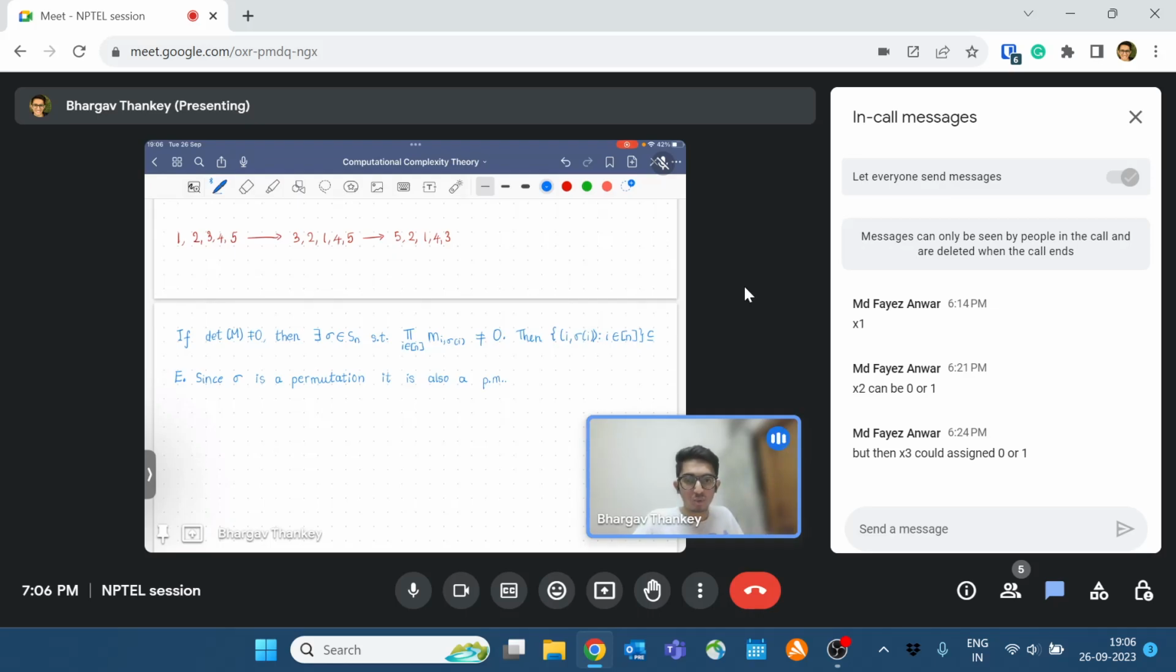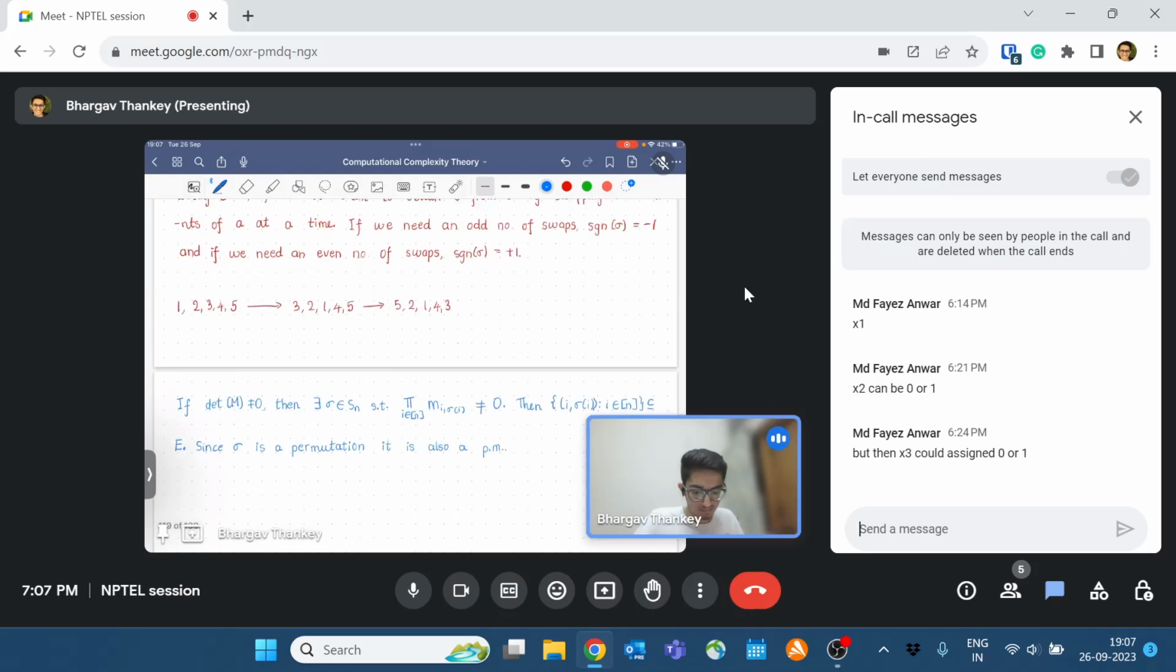For example, if 1 maps to 2, then nothing else would map to 2. It can never happen that more than one element maps to the same element. Furthermore, for every element on the right-hand side, there exists an element on the left-hand side mapping to it, because of the one-to-one thing. So this is a perfect matching, because everything on the left-hand side maps to something on the right-hand side, but no two things on the left-hand side map to the same thing. Is this fine? This proves the claim.